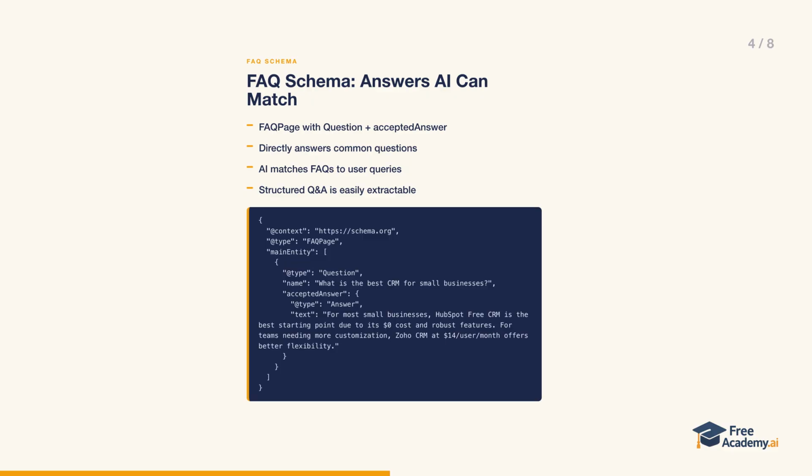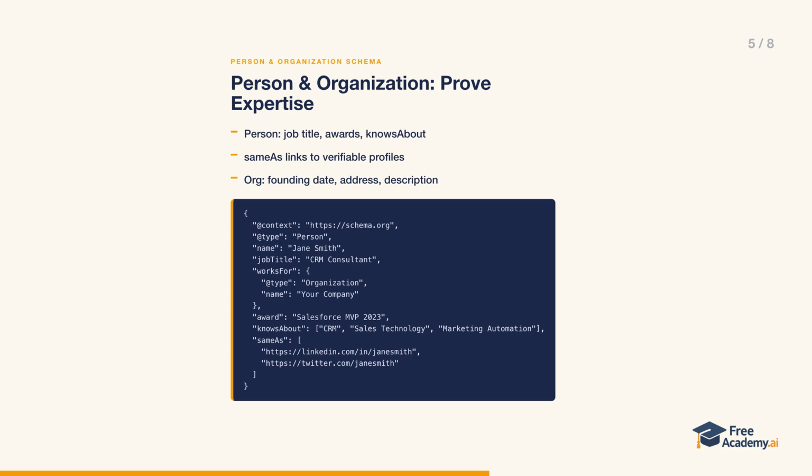This format is powerful for GEO because it directly answers common questions. AI can match your FAQs to the exact queries users type, and the structured question and answer format is easily extractable when an AI assembles its response. 2 more types round out the essentials.